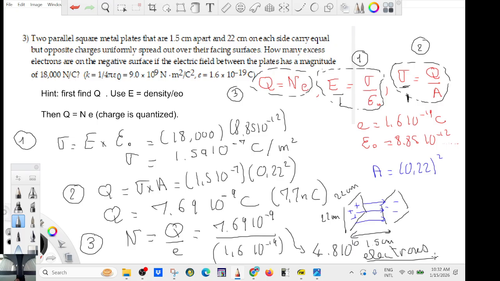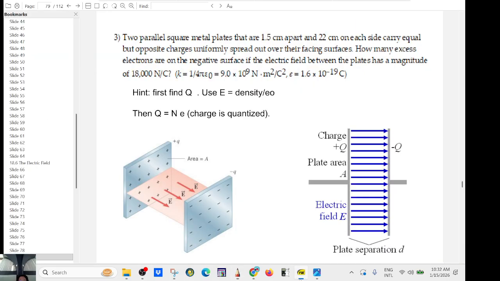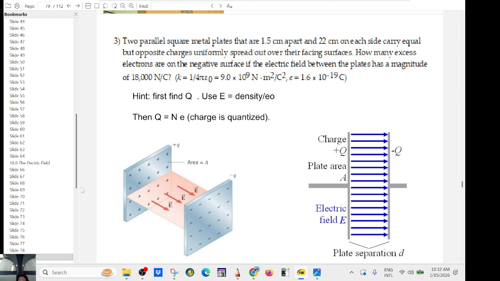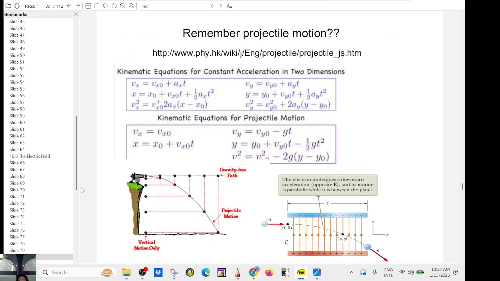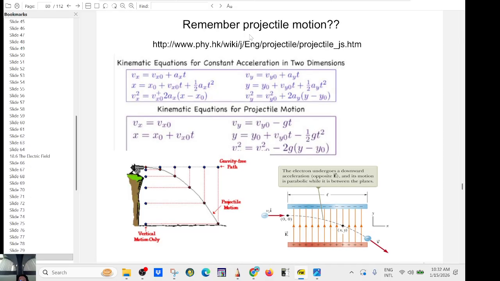Agree? Any question? Okay. So this one might come from the book. I don't know where it comes from.